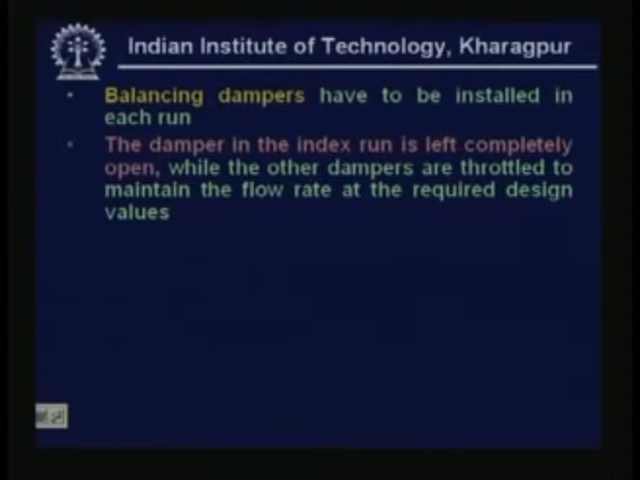So, again, if you go back to the duct layout, let us say that in the index run the total pressure loss is 100 pascals. So, I select a fan which gives me an FTP of 100 pascals, but in one particular duct run which is not the index run but another duct run, the total pressure loss is 10 pascal, let us say. So, if I am using a fan which develops 100 pascal of FTP and it is connected to a duct run which is having 10 pascal only, then you cannot maintain the flow rate. The flow rate will be higher in this particular shorter duct run.